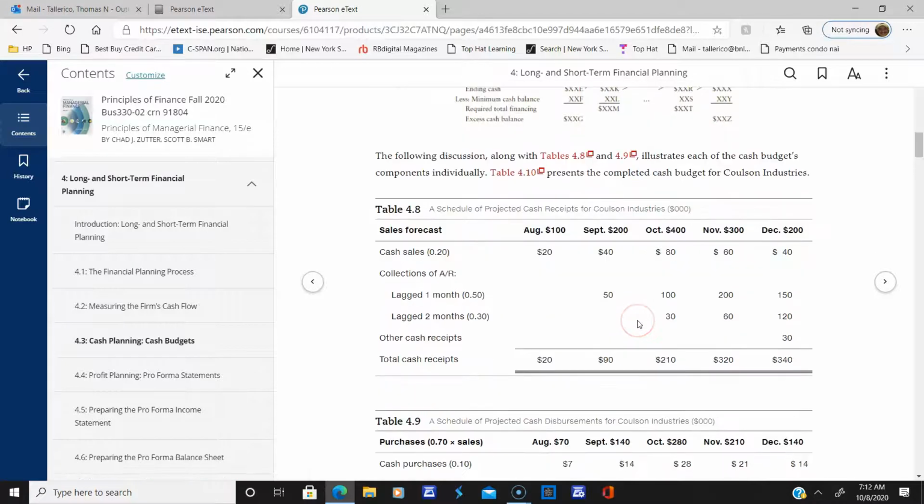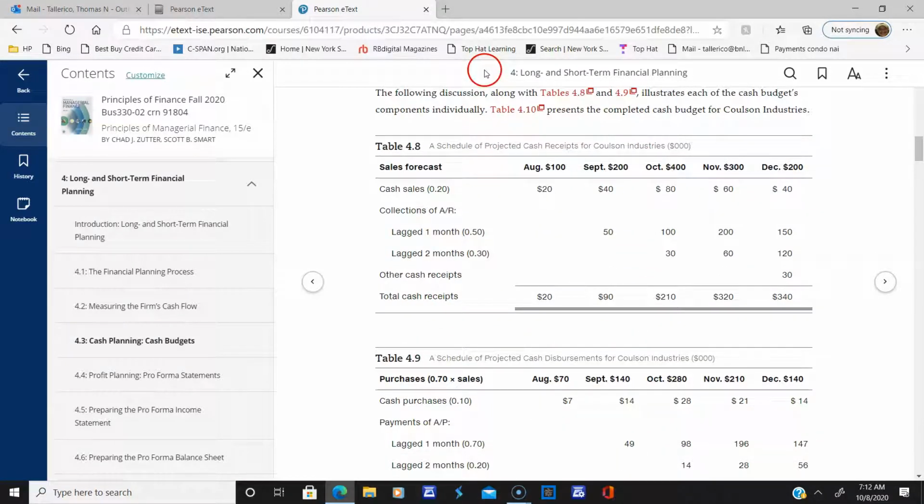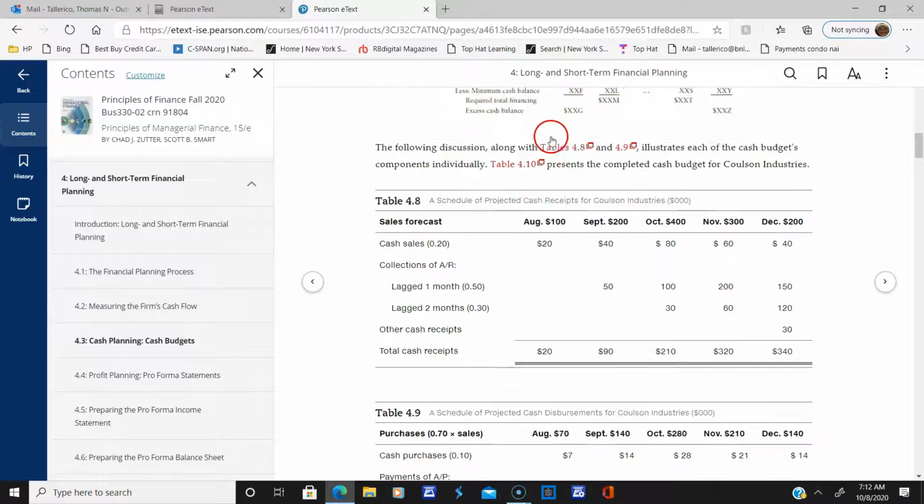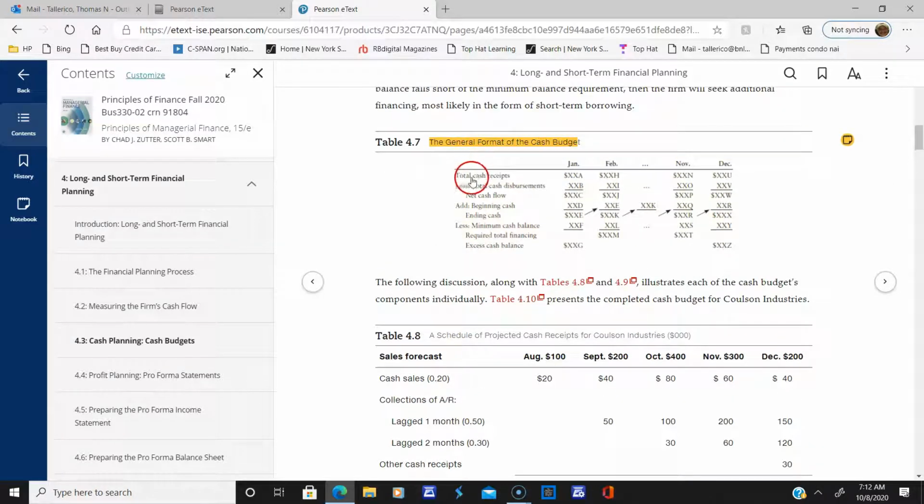All right, so here's a typical schedule of cash receipts, right? And the first thing is we've got to make a table for this, and then we've got to make a table for that. So Table 4.8 covers the receipts, okay? You see what it says? A schedule of projected cash receipts. So that will cover this, okay?